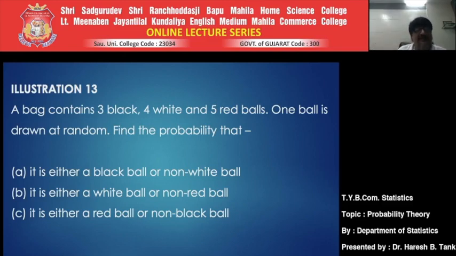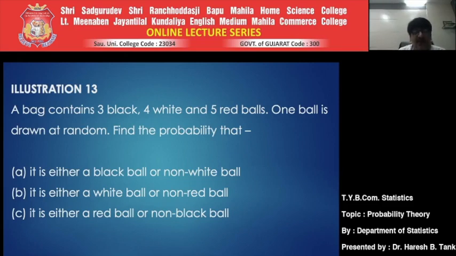Okay, now think of what is needed. It is either a black ball or a non-white ball. Two words are there: black and non-white. Black means 3. Non-white means it should not be white, so it can be red or black. So that total would be 5 plus 3, which is 8. So in the first case, the black ball, it should come from 3 balls. When I say non-white ball, it should come from the remaining 8 balls. Is it fine? Fine enough.